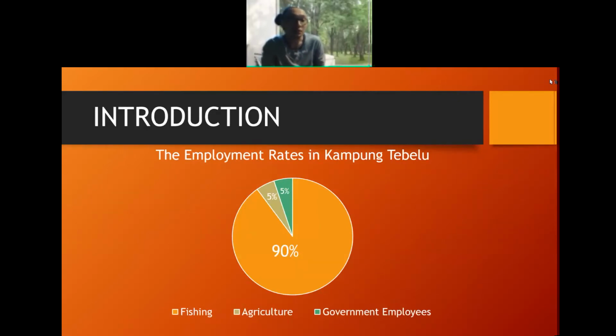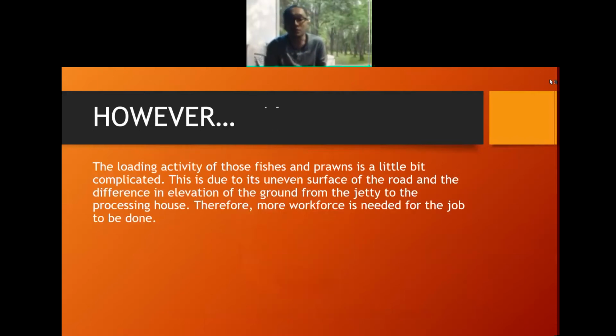So the pie chart here shows the employment rates in Kampong Terbelu, which is 90% of the villagers are involved in fishing, 5% involved in government employees, and 5% in agriculture. So this is the main problem that begins to exist, which is regarding the loading activity of those fishes and prawns. This is due to its uneven surface of the road and the difference in elevation of the ground from the jetty to the processing house. Therefore, more workforce is needed for the job to be done.